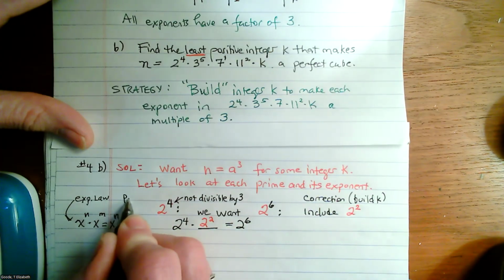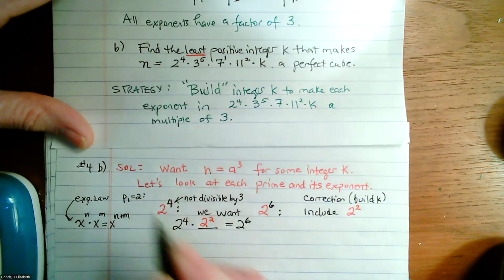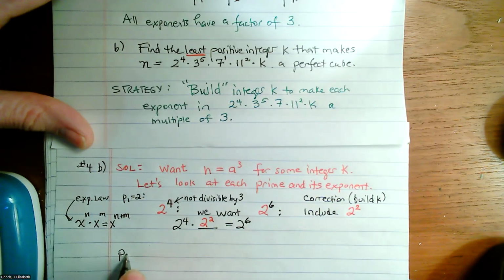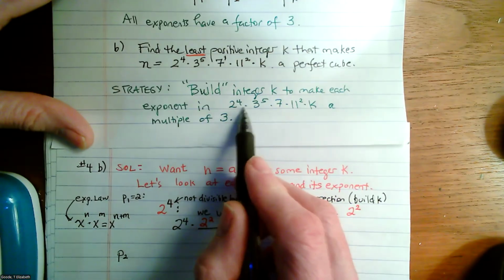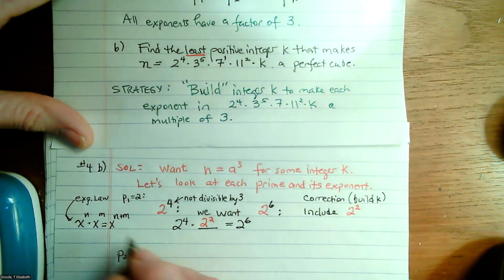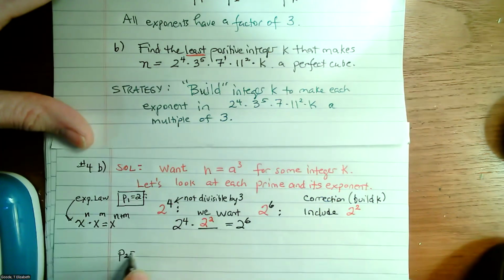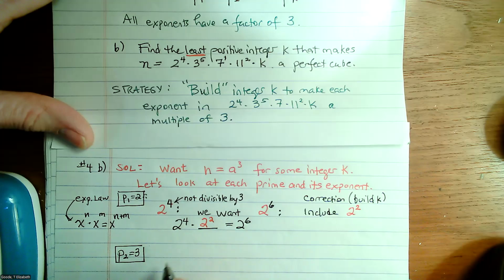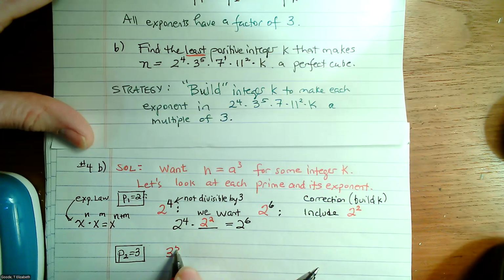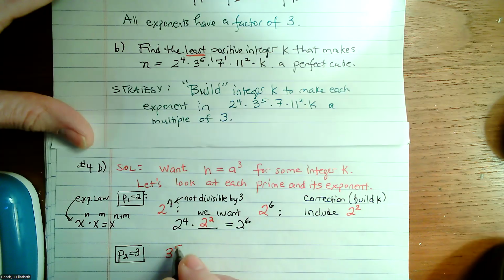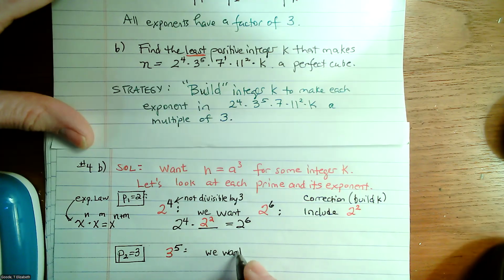Okay, so P1 equals 2 is the first one we did. All right, let's look at the next prime factor. P2, what is the second prime factor in this n? 3 to the 5th. Okay, so we're looking at the prime 3, and yeah, we're going to correct 3 to the 5th. Well, what do we need to do to correct? What do we want? 3 to the 6th. Exactly.